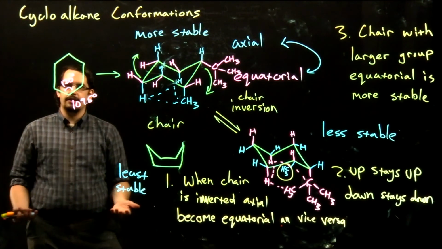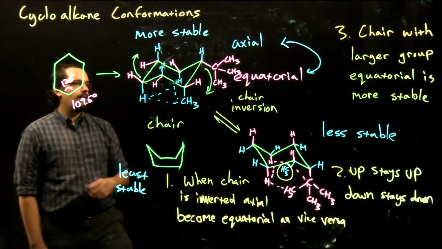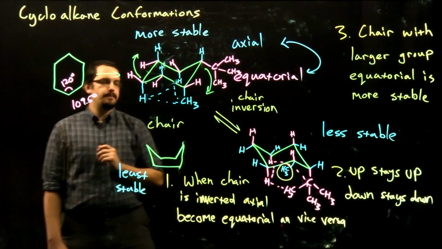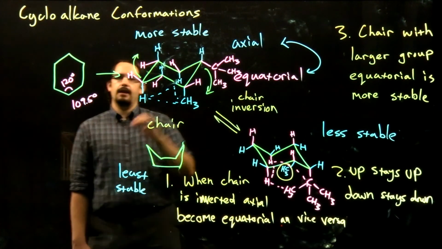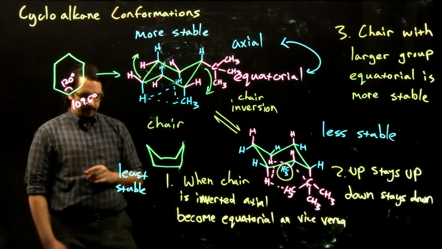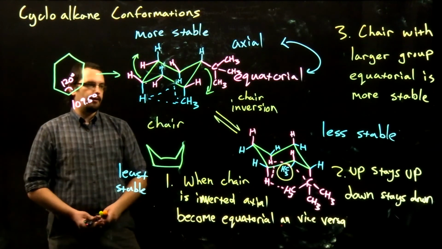If you only have hydrogens, then you don't have to worry about it. Both chair conformations are the same. But as soon as you start adding big groups to your cyclohexane ring, it will create a difference in energy levels between those different conformations, similar to what we saw with our larger alkanes as well.